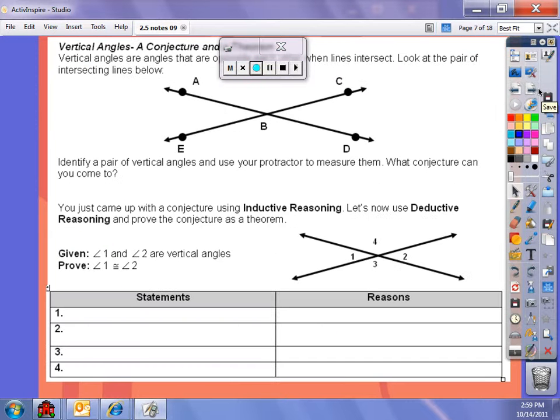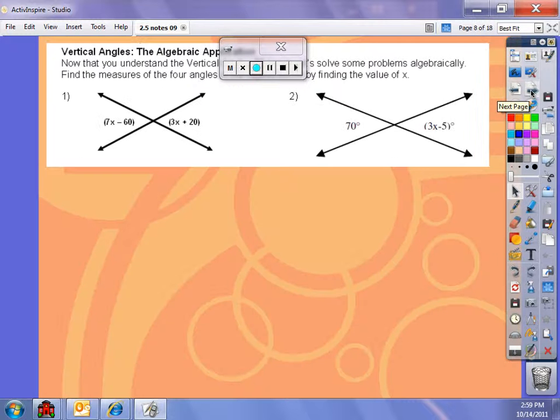We proved in class, using deductive and inductive reasoning, that vertical angles are congruent. What you're going to need to be able to do is apply this and solve for vertical angles. So for example, there's two ways that you might see this done. Number one, we know that these two angles are vertical angles and we know they're congruent.